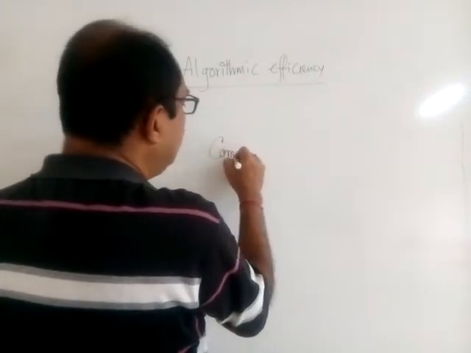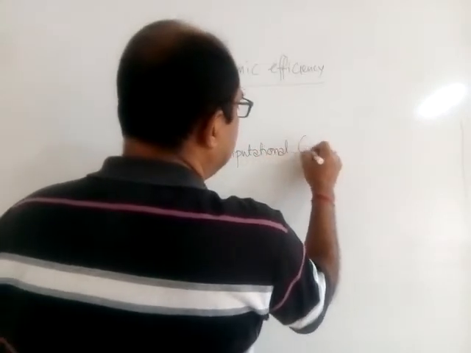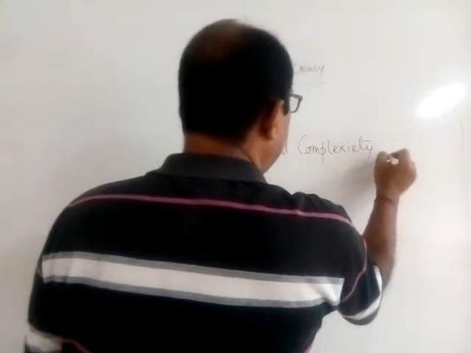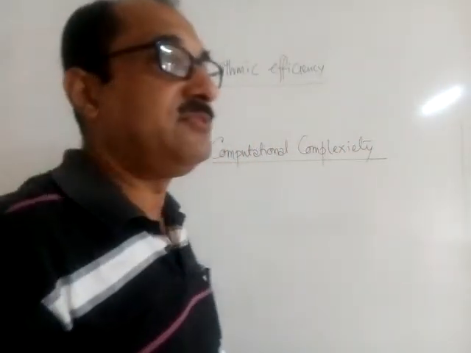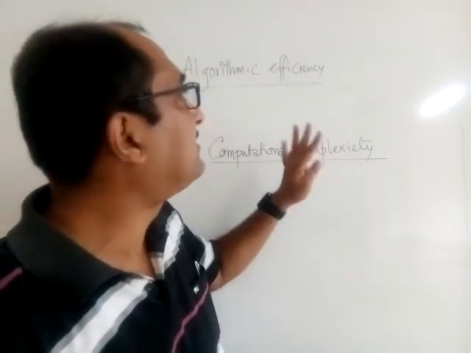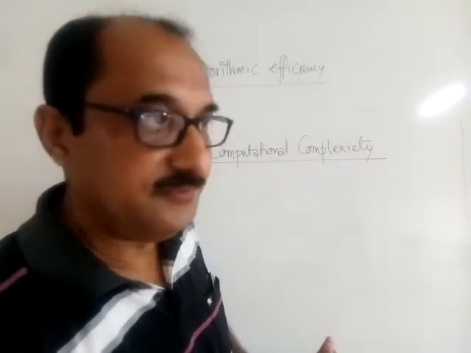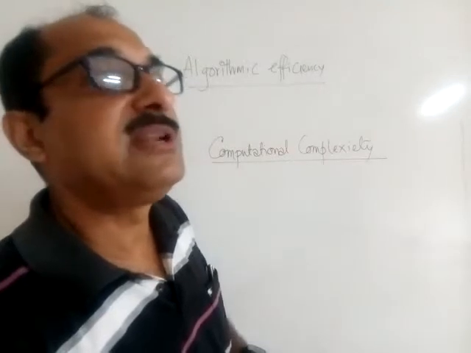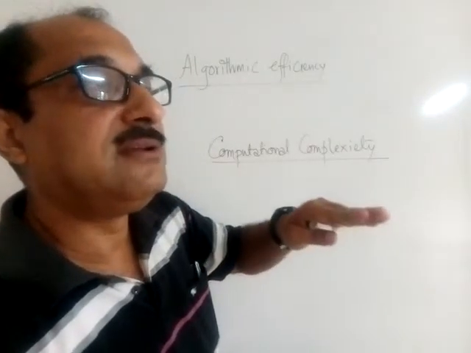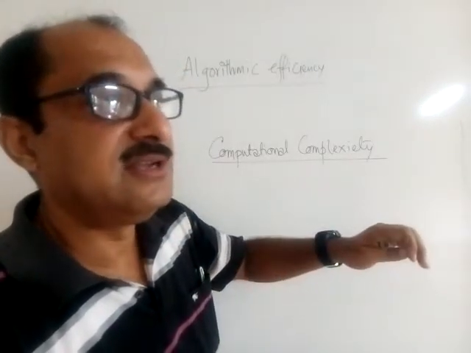Now, when we talk about algorithmic efficiency, the question is, how do we measure it? There has to be a measurement somehow. So to measure, a term is used called computational complexity. This is the term which is used. By computational complexity, we try to measure whether an algorithm will be efficient or not so efficient.